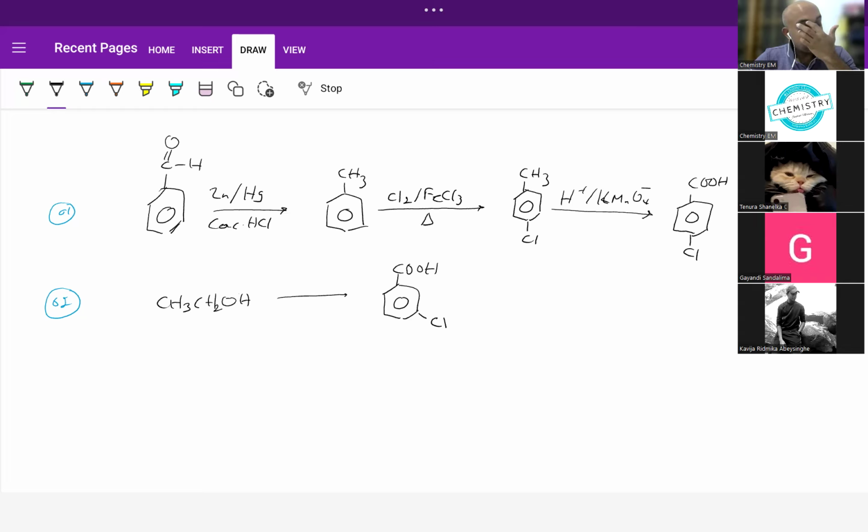When we start with the linear component like CH3 CH2OH and end up with the benzene ring, it should be through the Friedel Crafts reaction.